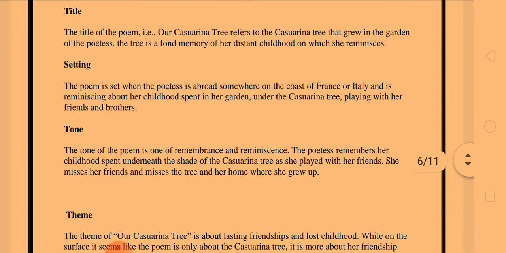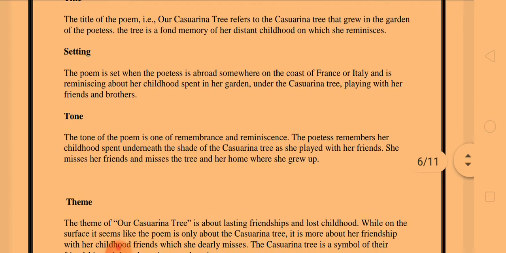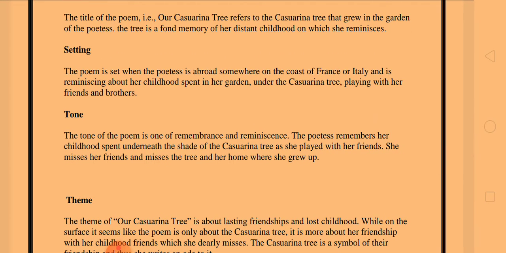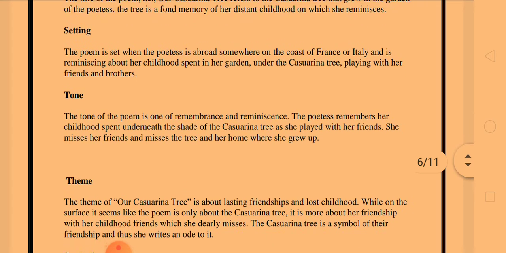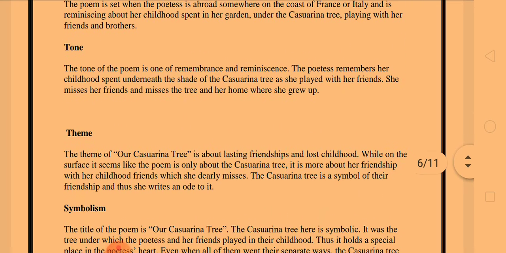The tone of the poem is one of remembrance and reminiscence. Means she is remembering, she is thinking of her brother and sister. The poetess remembers her childhood spent underneath the shade of the casuarina tree as she played with her friends. She misses her friends, who are actually her siblings also, and misses the tree and her home where she grew up. Now, the theme of the casuarina tree.